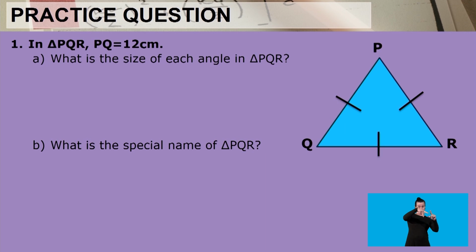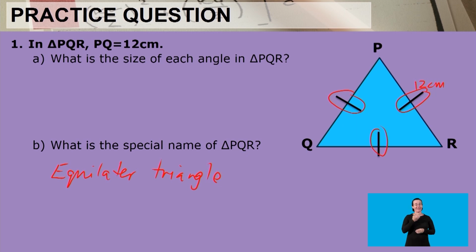1. In triangle PQR, PQ is equal to 12 centimeters. What is the size of each angle in the triangle PQR? So look at the markings. The fact that this is 12 centimeters, we'll look at that later on. Let's look at the fact that the three sides are equal. If the three sides are equal, that means the angles are also equal. What we call such a triangle where all the three sides are equal, we call it an equilateral triangle.